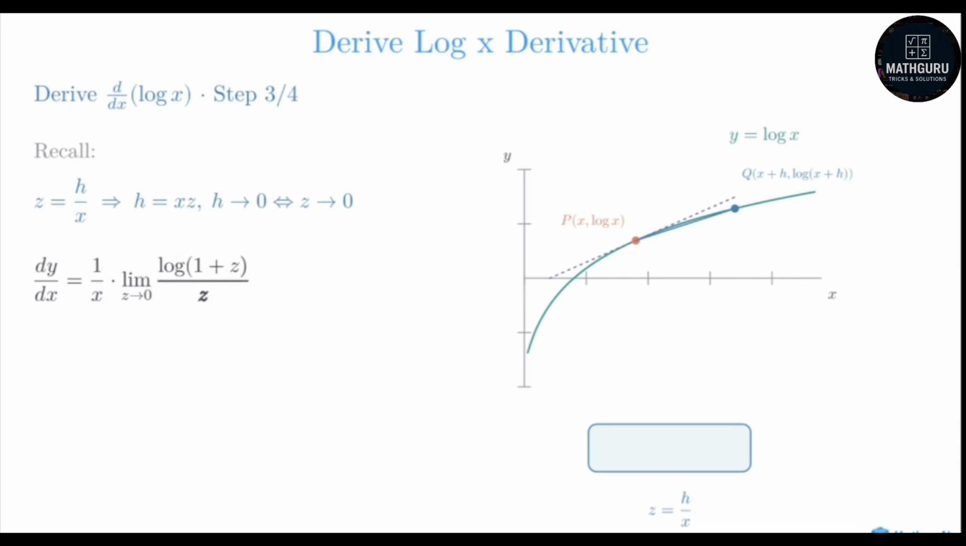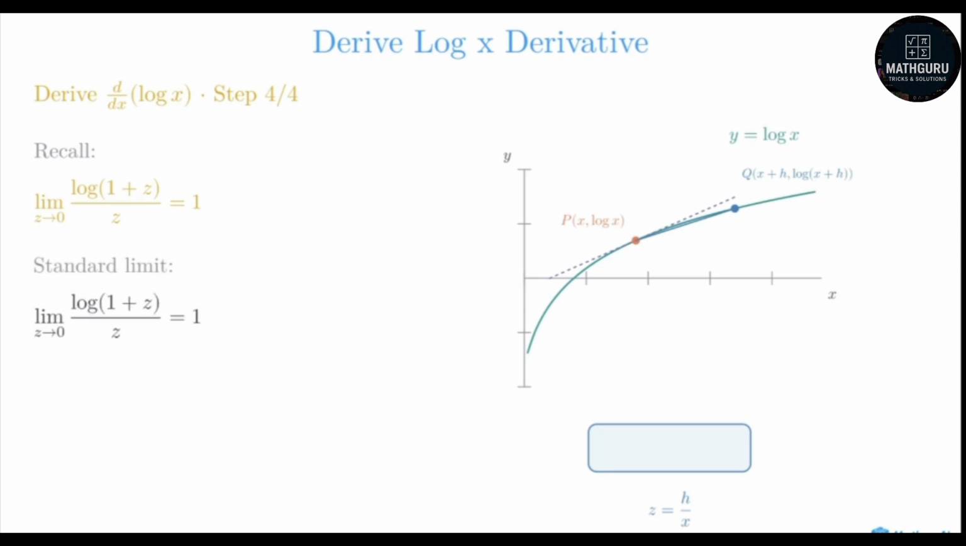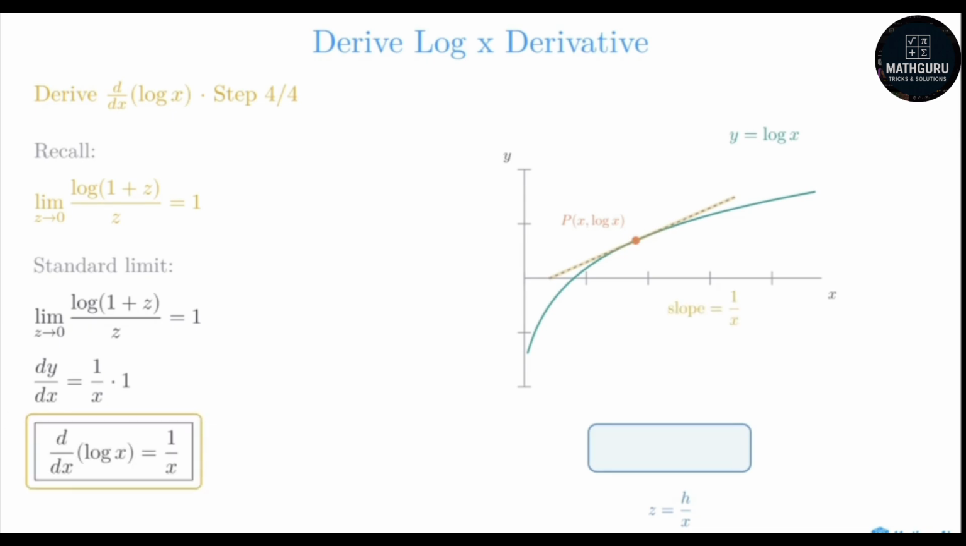Pull 1 over x outside the limit. What remains is log of 1 plus z over z. The remaining limit is a famous standard result. Step 4. The standard limit of log of 1 plus z over z, as z tends to 0, equals 1. This standard limit equals 1, so the derivative equals 1 over x times 1. The derivative of log x is 1 over x.